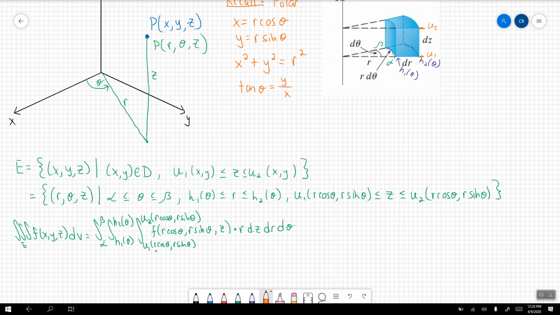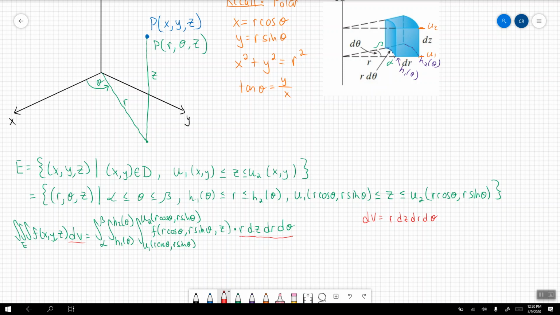cylindrical coordinates. When we do so, we must always account for our constants of integration. When we go from Cartesian to cylindrical, these are always going to be thought of as r dz dr d theta. And again, this goes back to the same process that we looked at when we were talking about polar coordinates and doing double integrals in those polar coordinates.